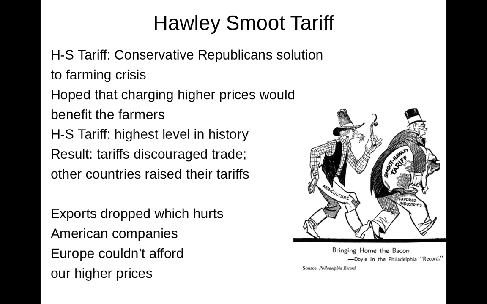Lastly, guys, exports dropped. And that really does hurt American companies, right? Because they're not making their sales. And just to repeat again, Europe can't afford the higher prices.